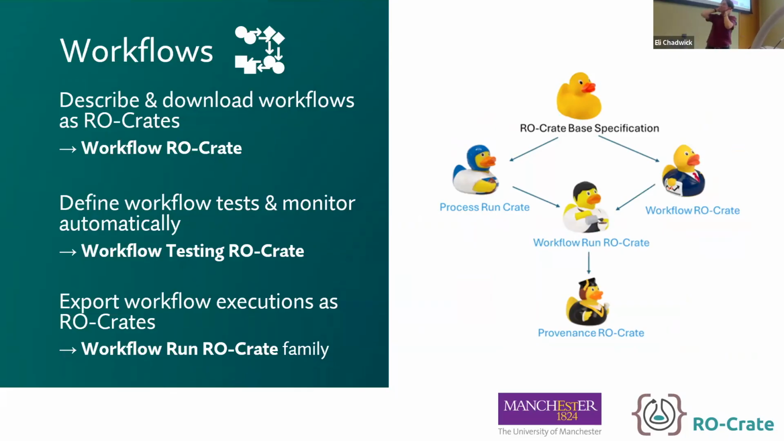So yeah, this is the same diagram that I showed earlier about this kind of inheritance of different profiles. We start with being able to describe a workflow in an abstract sense. Say this is a workflow that does this. It takes a CSV as input. It produces this thing as output. We can describe it in that abstract way, and we have Workflow RO-Crate for that. As you get more details, you can define workflow tests.